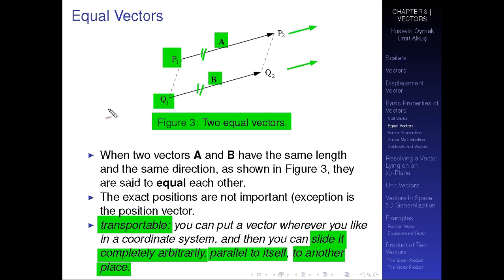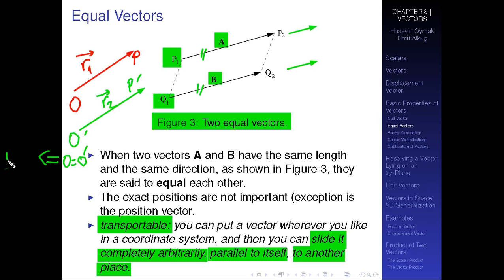However, this discussion is not valid for the position vector, because its tail has to sit just at the origin. Therefore, two position vectors with the same length and direction are equal if and only if their tails are at the same point. This is an extremely important exception, and you have to know it very well.